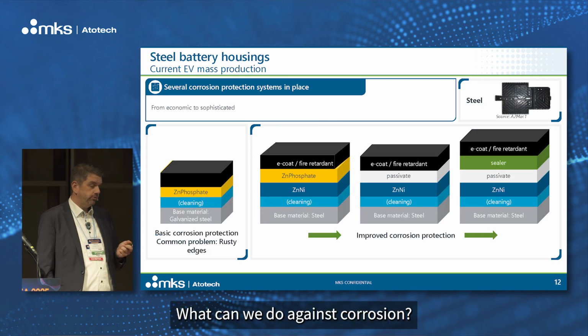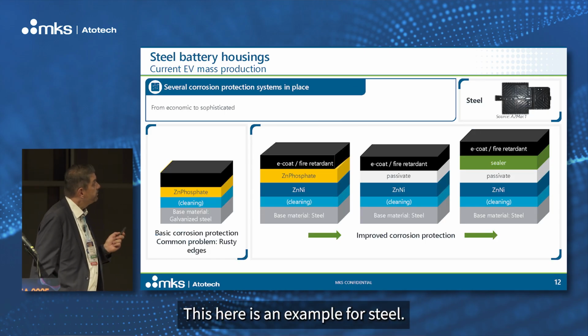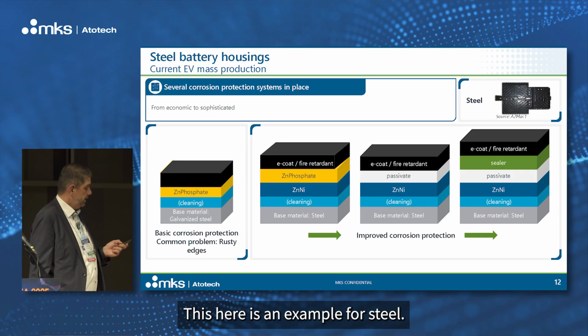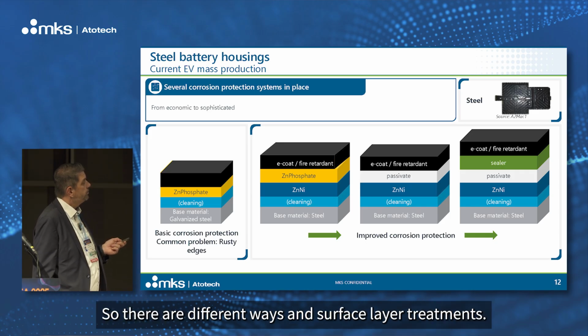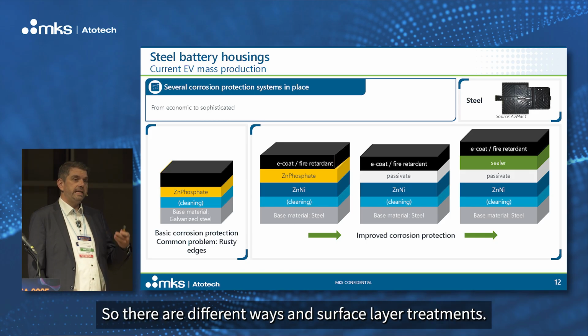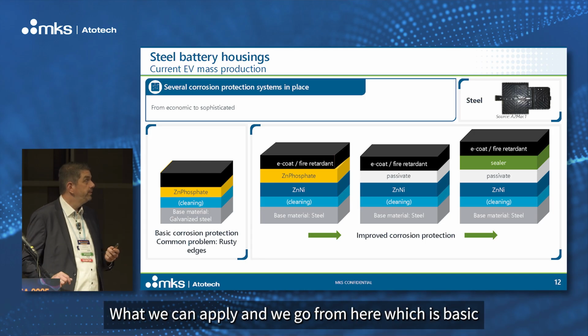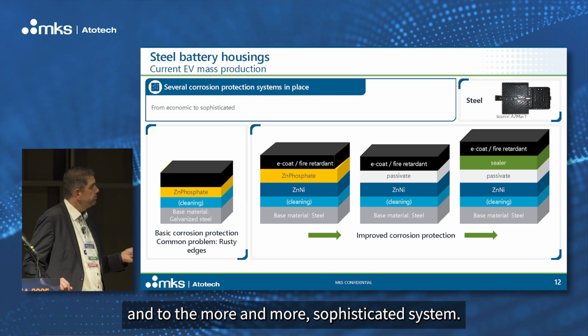What can we do against corrosion? This here is an example for steel. So there are different ways and surface layer treatments that we can apply. And we go from here, which is basic, to more and more sophisticated systems.